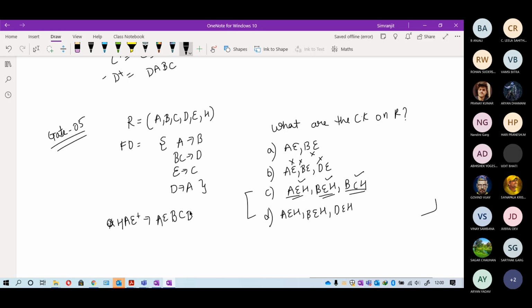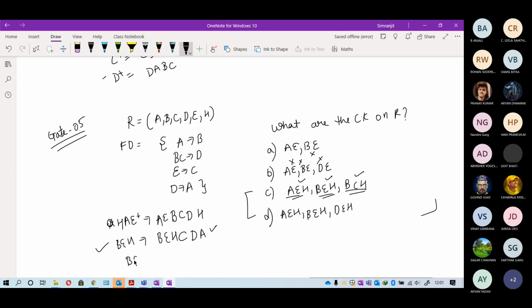If I add H here, H will be there, so AEH is definitely the answer. Okay, so AEH is definitely the key, there is no problem with that. Now check for BEH. So first B, E, then H, write it, then E can extract out C, and then BC is there, it can extract out D, D can extract out D. So again, BEH is also a key because it is able to extract out all the combination possible.